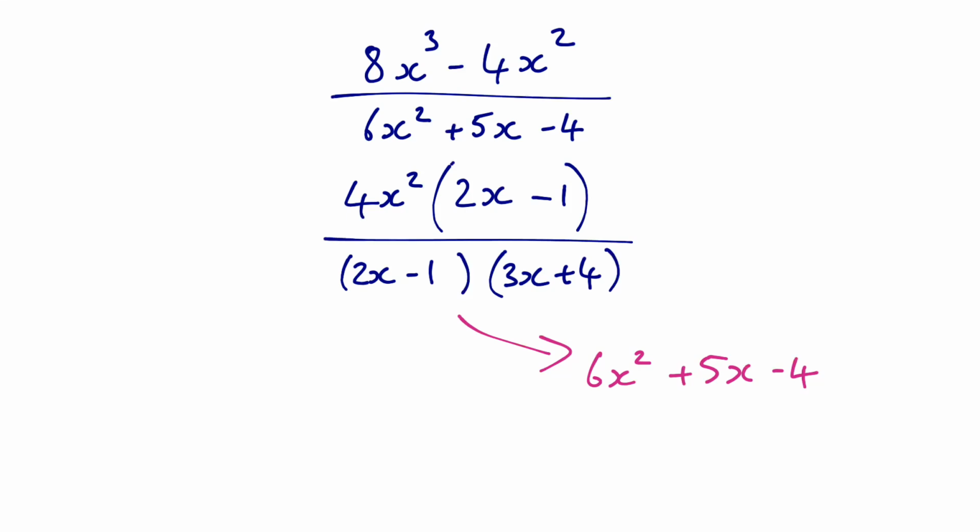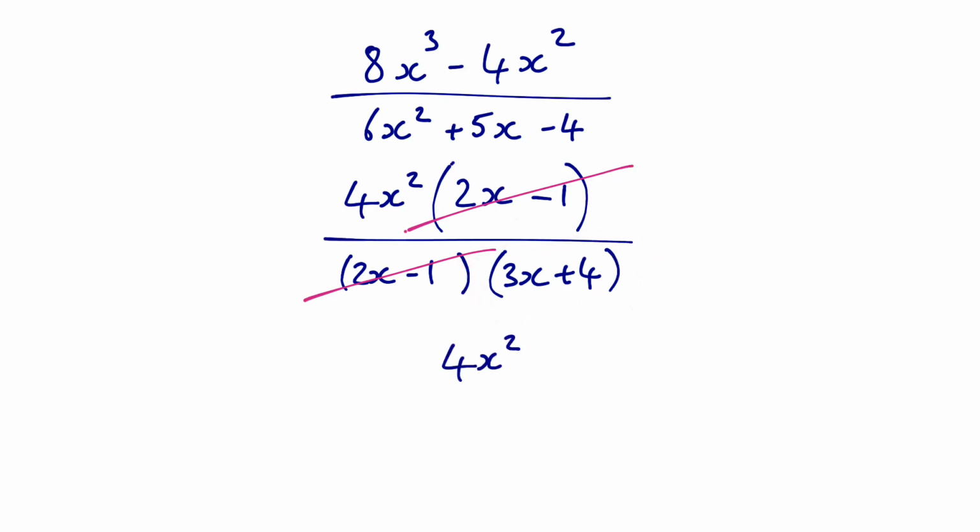So now that we have factorised the top and the bottom, we're going to look to see what we can cancel out from the top and the bottom. Obviously we know that we have these in common, so we can cancel them out first. And then check what's left. Is there anything else that can be cancelled out? No, there's not. So our final answer is 4x squared divided by 3x plus 4.